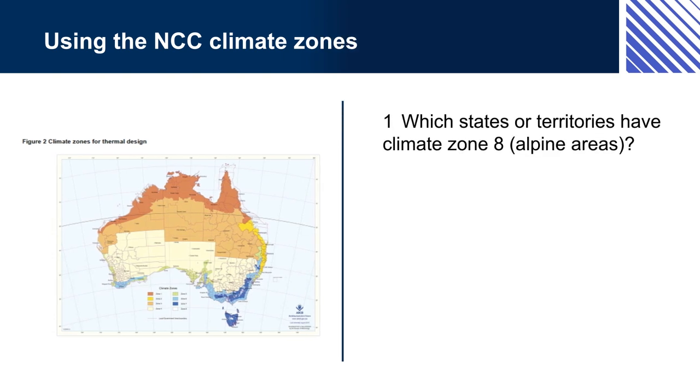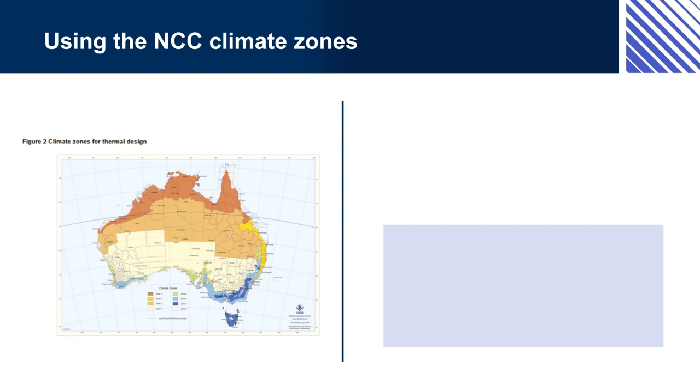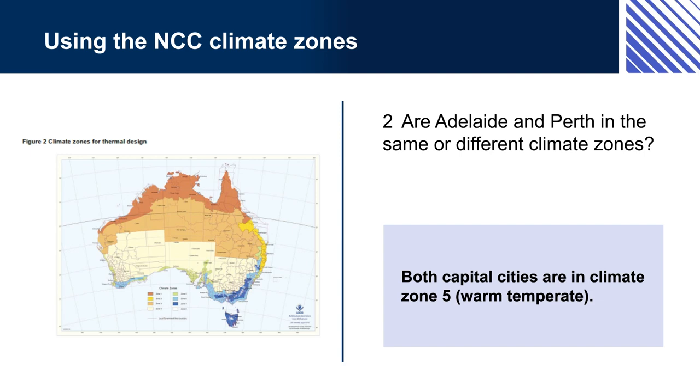Question 1. Which states or territories have Climate Zone 8, alpine areas? New South Wales, Victoria, Tasmania. Question 2. Are Adelaide and Perth in the same or different climate zones? Both capital cities are in Climate Zone 5, warm temperate.